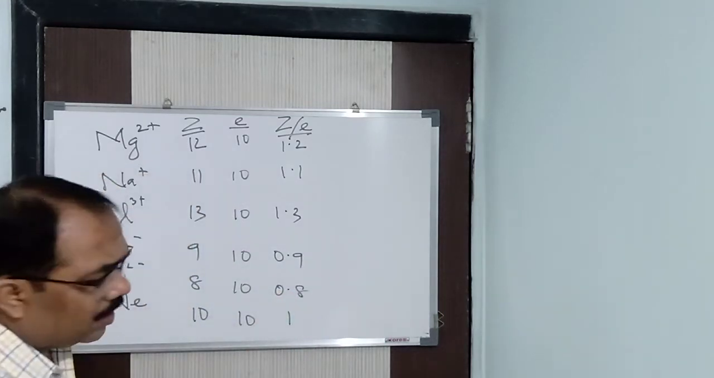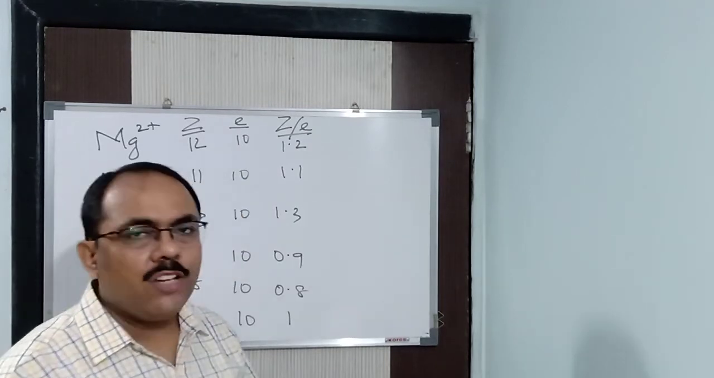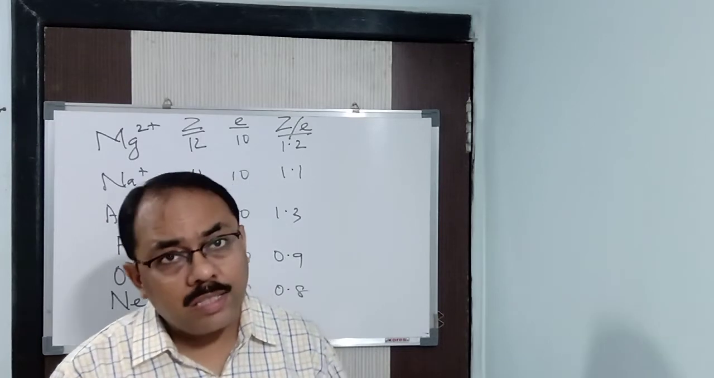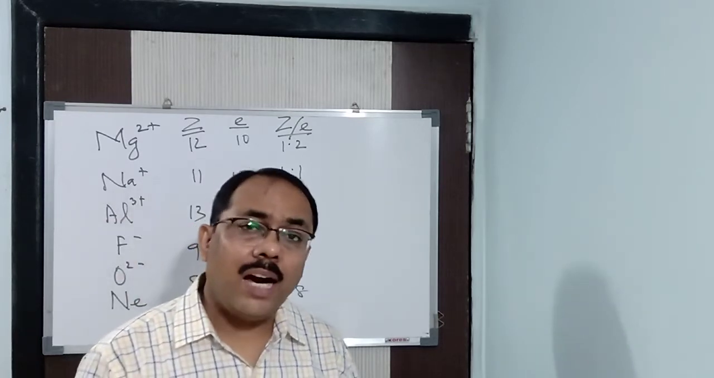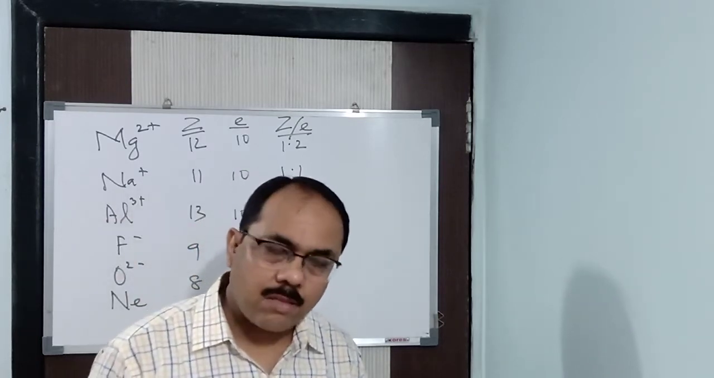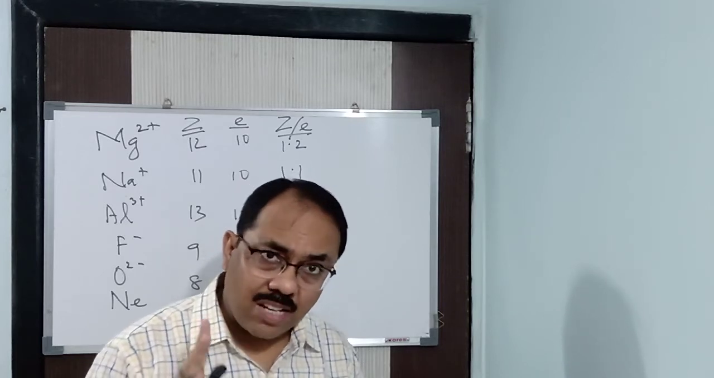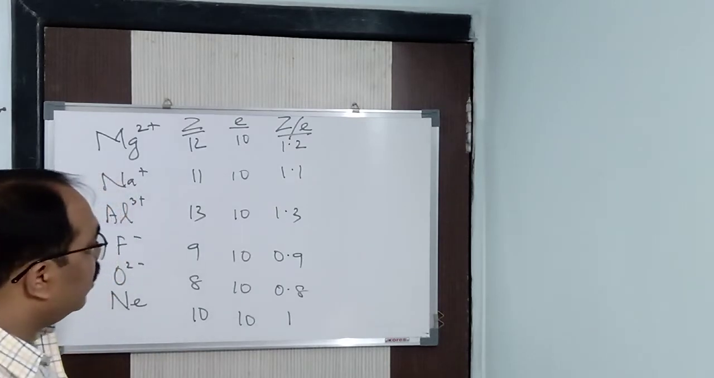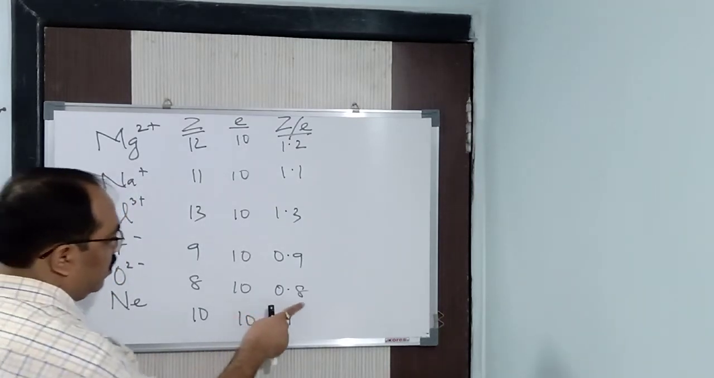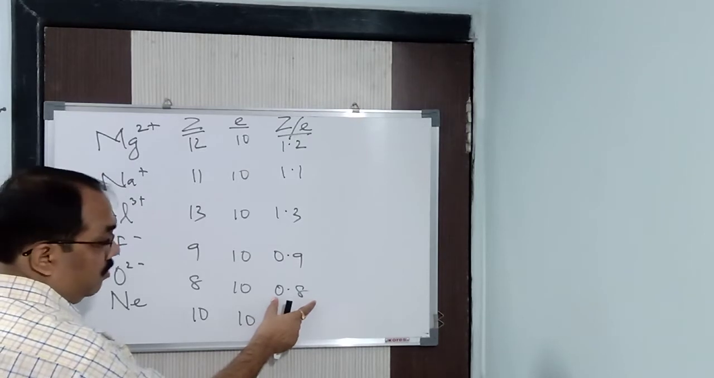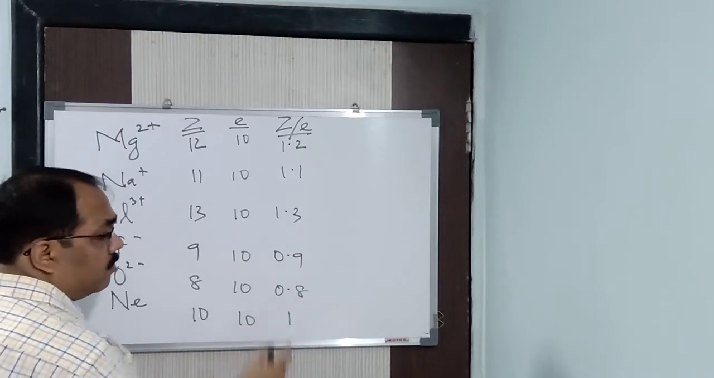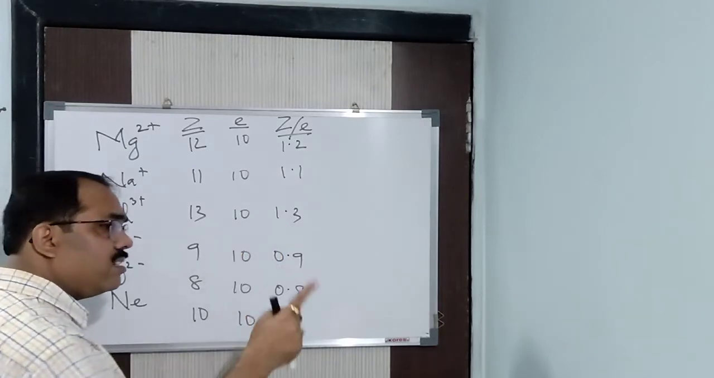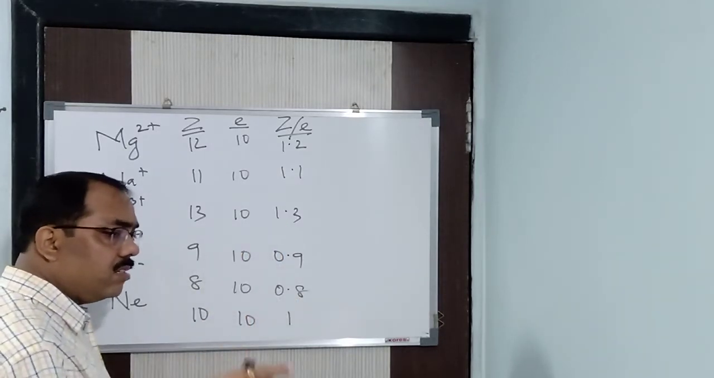Now, why did I find Z by E? Note it down. Smaller the value of Z by E, larger is its atomic radius. Means that species is larger, it is bigger in size. So here what I said, smaller the value of Z by E. So which is smaller here? 0.8. So this is the maximum size. This one is having the maximum size. And which is having the minimum size? This is having the minimum size. Because what I said, smaller the value of Z by E, larger is its atomic size.